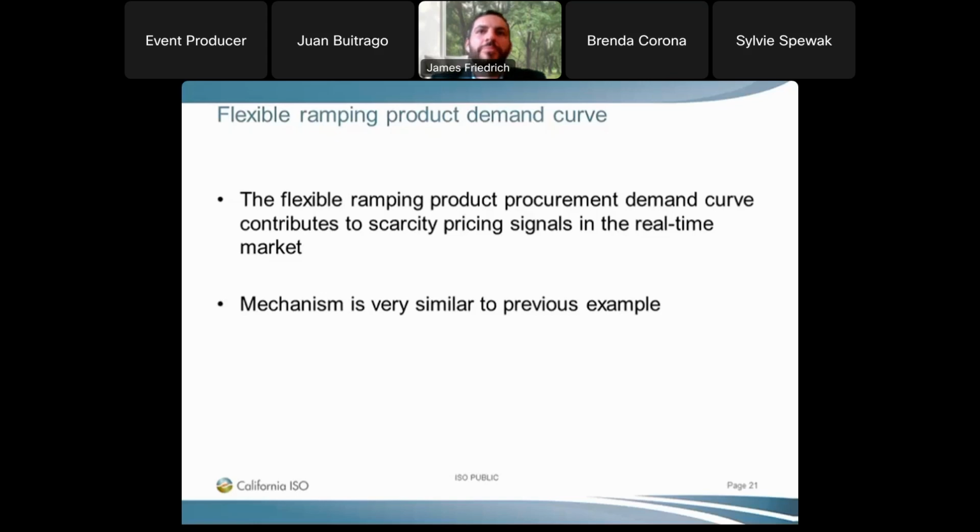If we were to design a scarcity pricing, is the intention to replace the existing, or just reestablish, and that scarcity pricing will be replacing the demand curve and the ancillary service scarcity pricing? So you will not have that table and the demand curve for FRP again in real time, but instead it will have integrated scarcity pricing.